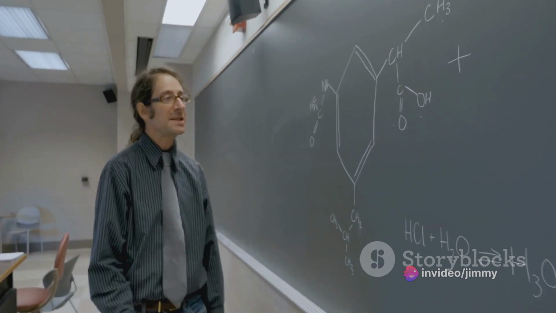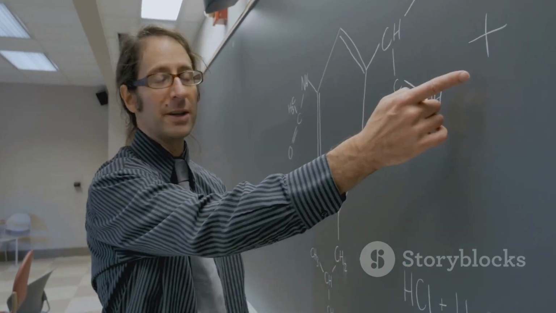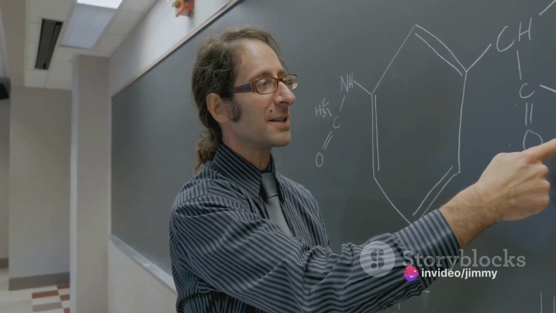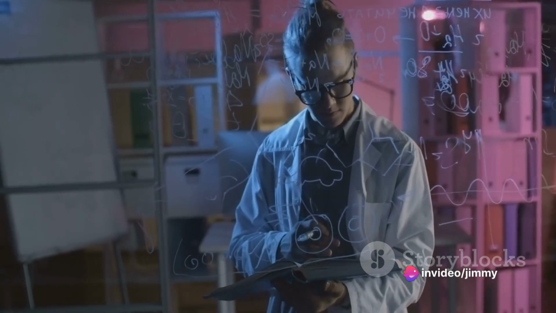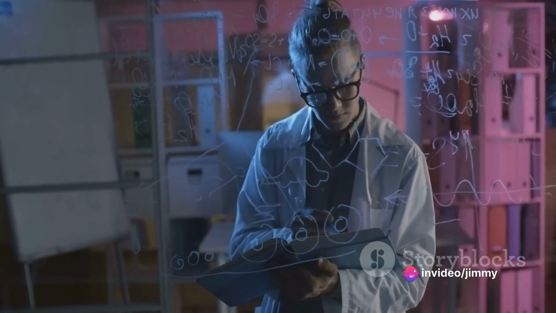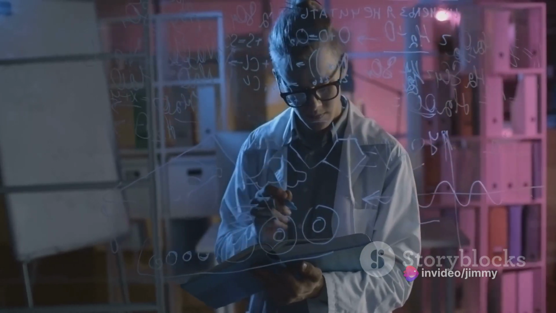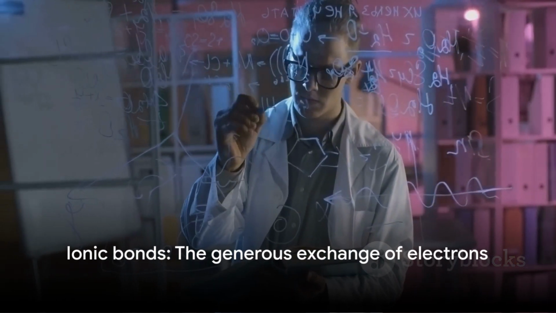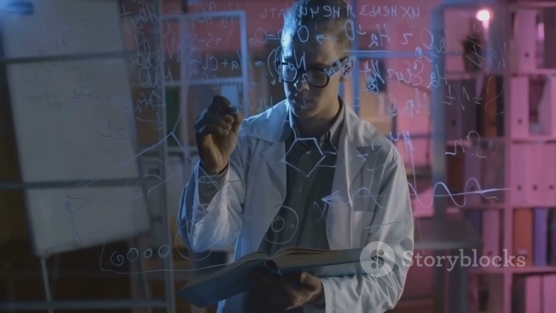Predicting ionic bonds is like predicting the ending of a classic fairy tale. If you have a metal and a non-metal, chances are they're going to form an ionic bond. Look for elements that are far apart on the periodic table. The further apart, the more likely they are to form an ionic bond. So, remember, ionic bonds are all about the transfer of electrons. Quite generous, don't you think?